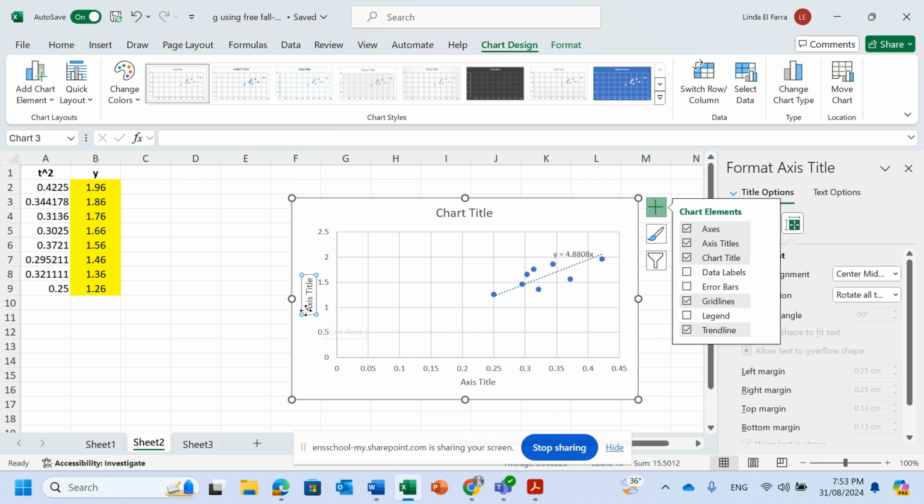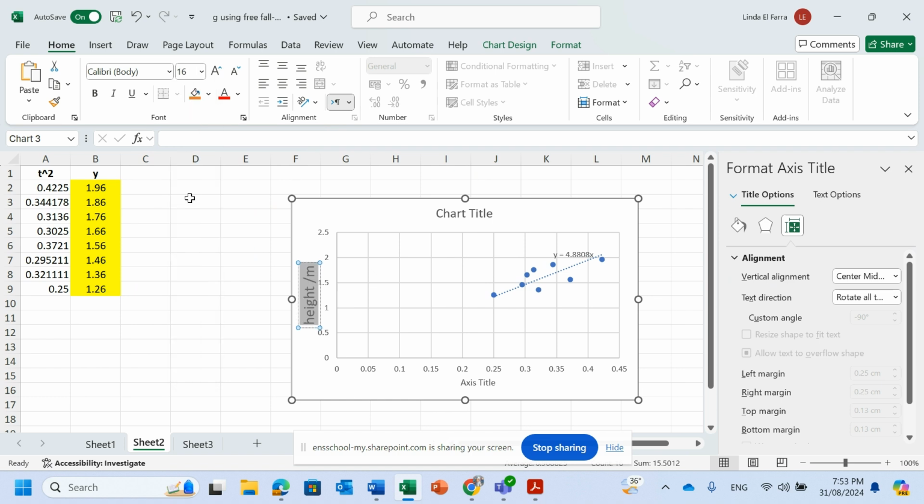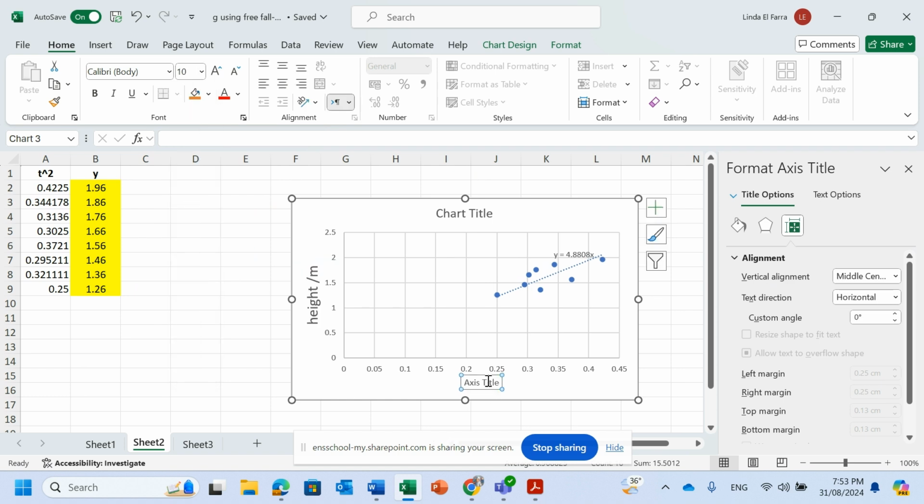I can add axis titles: go to the plus sign at the right corner of the chart and select axis title. I have to label my axes. Here I have height, and you have to write the unit, which is meter. And here I have time square, t square, and you have to write the unit as well. The unit will be second square.